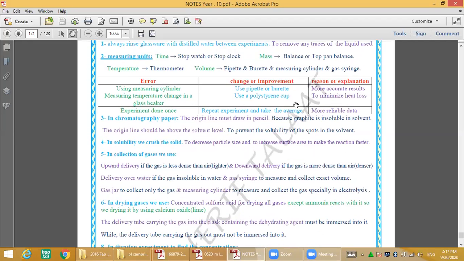For the error, improvement and reasons for that: using a measuring cylinder is an error, so we are using pipette or burette. The improvement explanation is more accurate. For temperature in a glass beaker, we are using a polystyrene cup to minimize heat loss. If we are making the experiment once, repeat the experiment several times to take the average.